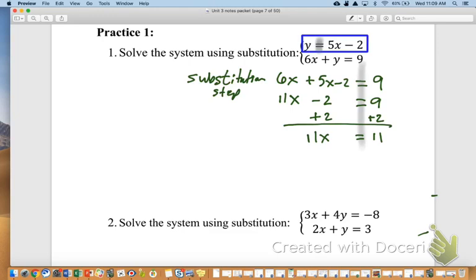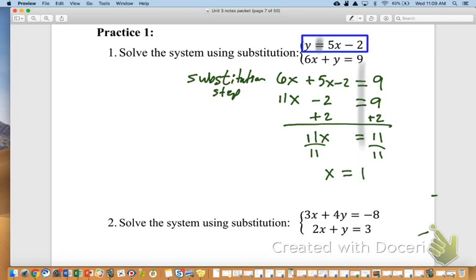Divide by 11, and that's the final answer. Dividing by 11 will give me x equals 1. Kind of cool, right? And this feels like we are totally done, doesn't it? Who said 1 in the beginning? Someone said the answer was 1.